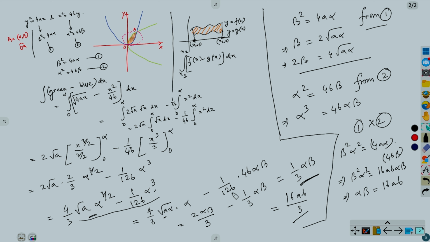So we can safely say that this is our answer. The area of this orange region is 16ab by 3 square unit. Observe that in this case our sign is positive actually. So we are geometrically right, we are analytically right, and we have got our answer. So yes, we can enjoy now. Let's write it as square unit.